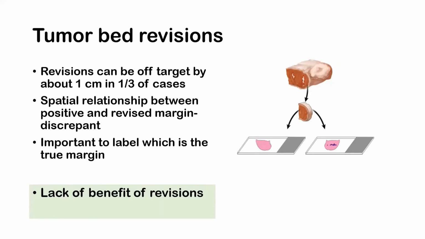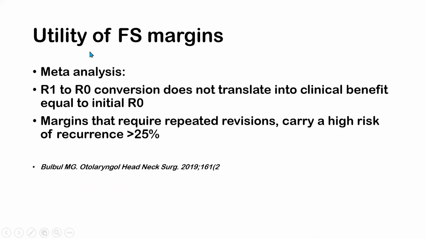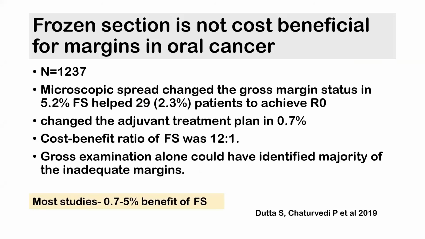So there is a high rate of false negativity with the revisions that come, and many studies have shown a lack of benefit of revisions. There's a meta-analysis of 8 studies which showed that the actual translation of R1 to R0 conversion into clinical benefit is only equal to initial R0. Margins that require repeated revisions may carry a high risk of recurrence, more than 25%. Margins that come positive initially reflect bad biology, and they themselves carry more than 25%. Nevertheless, our goal is to revise and achieve an R0.